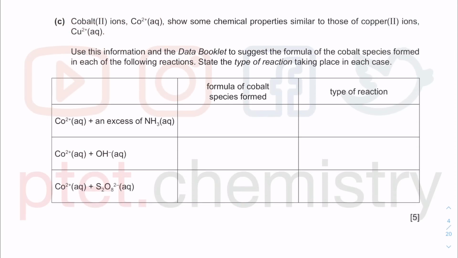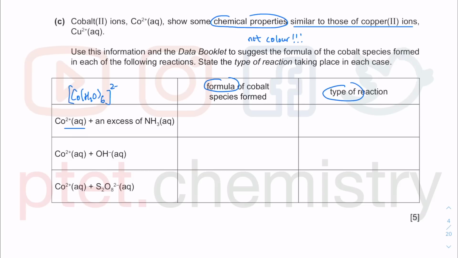So in this next part of the question, we have cobalt(II) ions. Some of its chemical properties are similar. Only the chemical properties are similar, not the color. So they have their own individual color that you need to know. But here the question is asking you for the formula as well as the type of reactions. They are not asking for the color of the complex. So think about it. This is Co2+ aqueous. So that means it is cobalt with 6 water surrounding the Co2+ center.